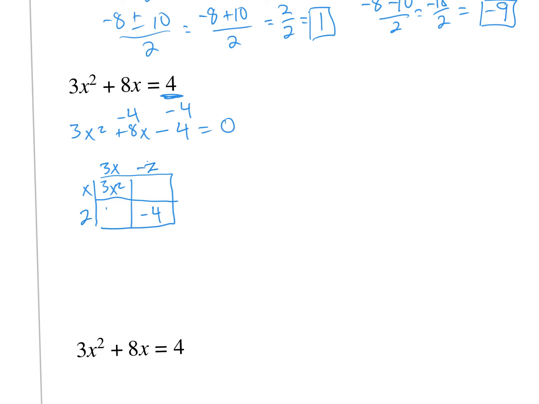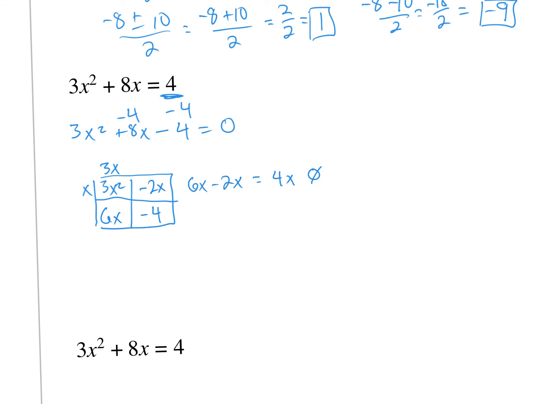3 times 2 is 6x. x times negative 2 is negative 2x. Well, 6x minus 2x gives me positive 4x. So not quite. If I switched my negatives, it would just be negative 4x. So it's not going to work.